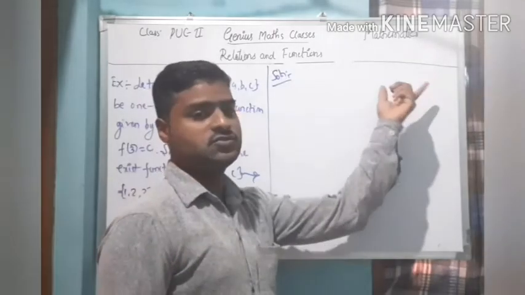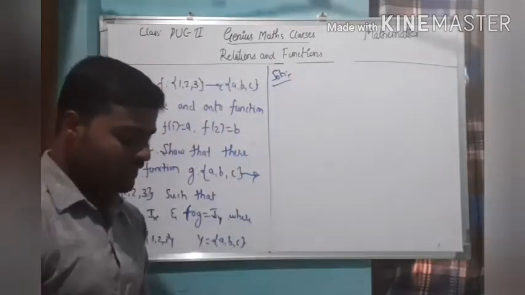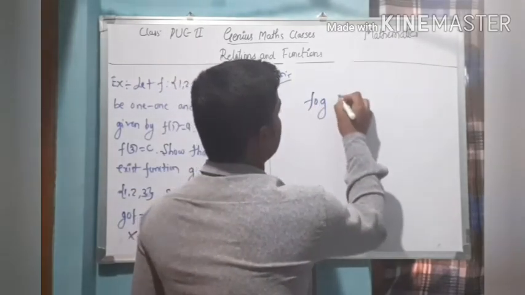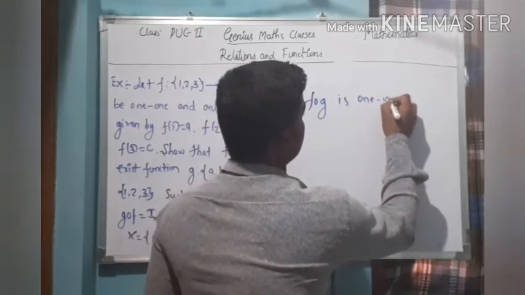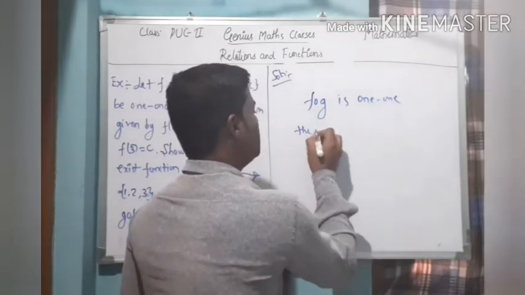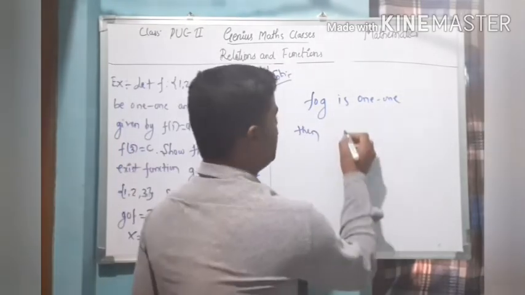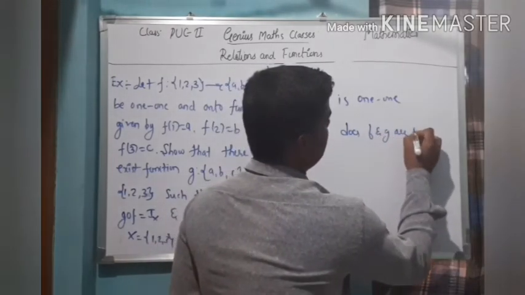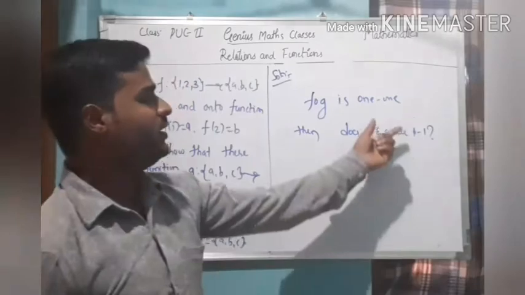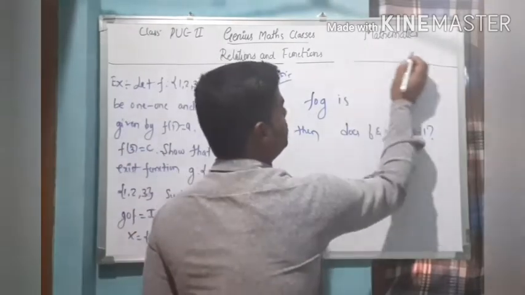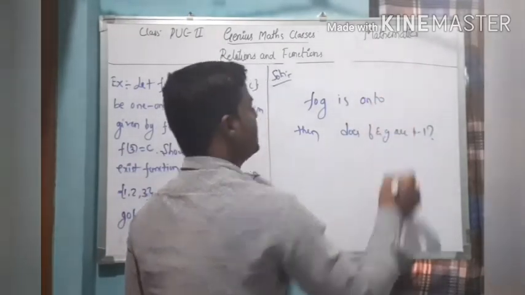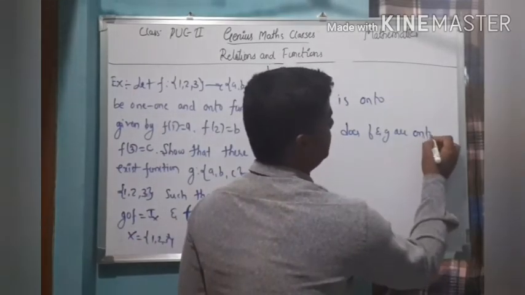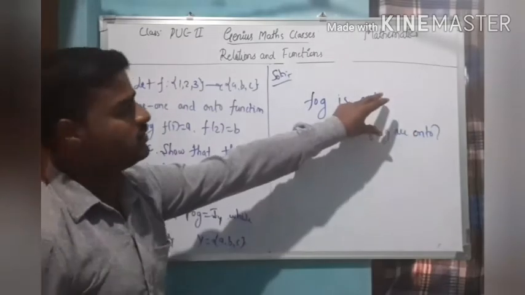Then the composition is also onto. So just think in a reverse way. If f naught g is one-one, then are f and g one-one? And similarly, think: if f naught g is onto, then are f and g onto? Just think about it and verify it.